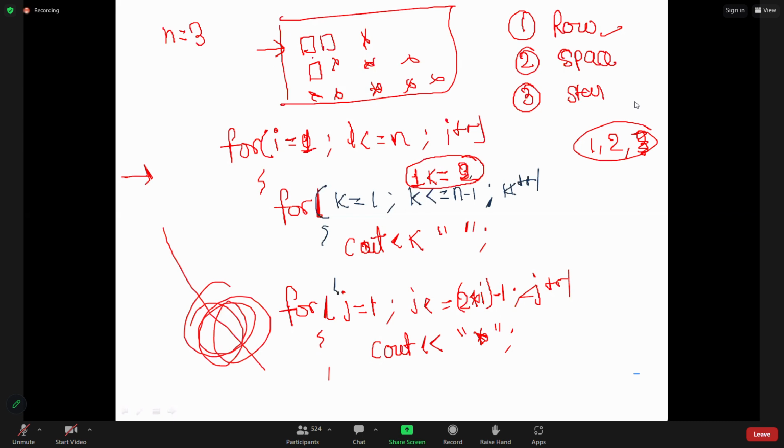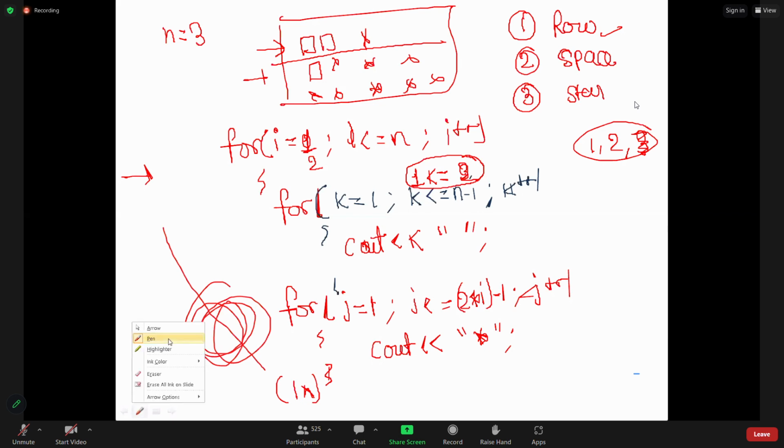Once you are done with this whole line, space and star, then what needs to be done? After coming out of the J loop, you have to do the new line. Once you have done the new line, go back to I++ and start again with the second loop. When you start with the second loop, I value will become 2 this time. When your I is 2, the K condition will be different, the J condition will be different, like that.